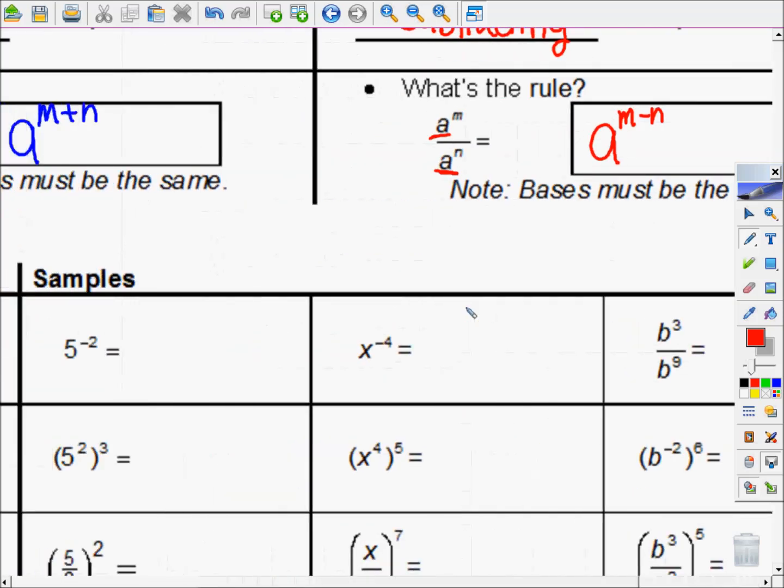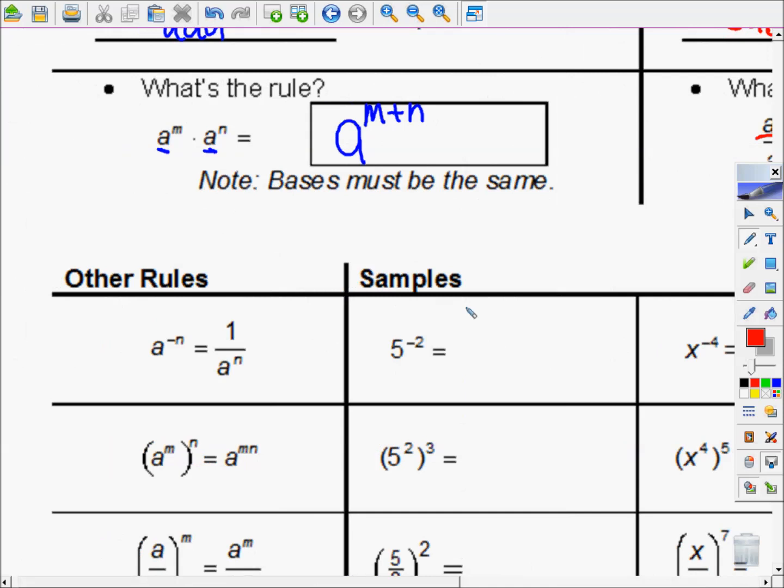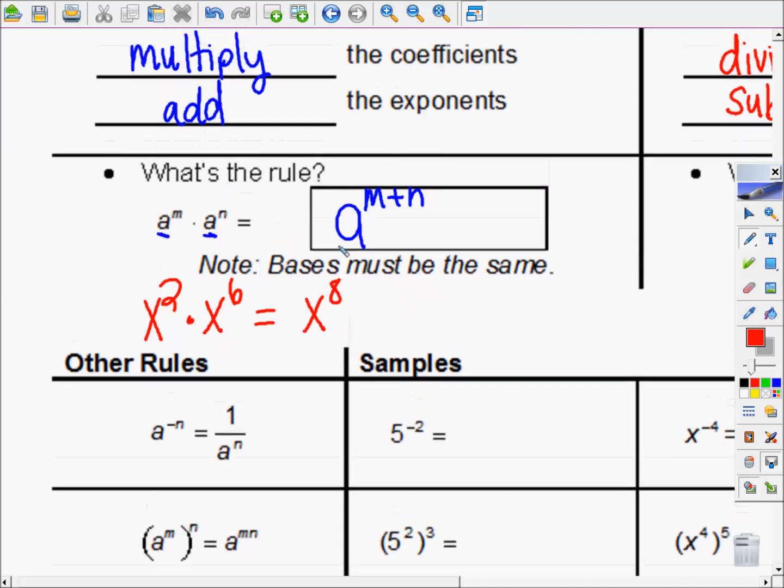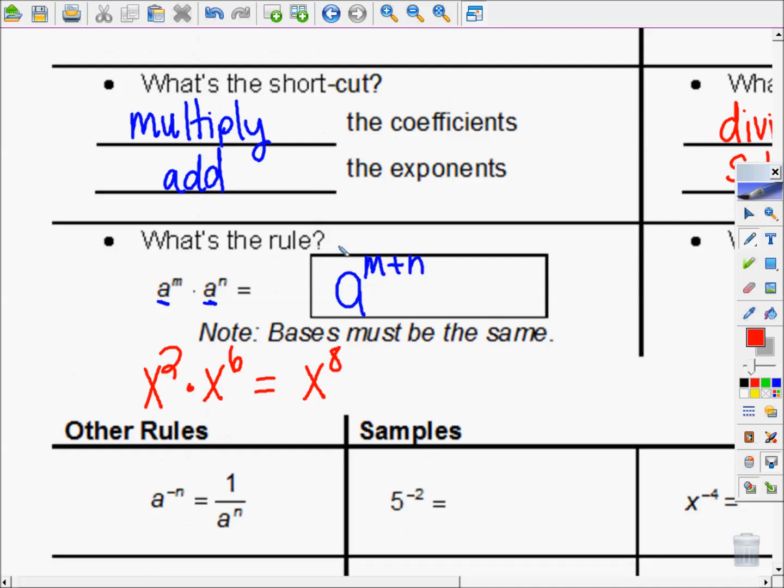Okay? I know there isn't an example for you on here, but I'm going to give you an example. For example, if I had x to the 2 times x to the 6, what would that be? X to the 8, because 2 plus 6 is 8. But why here do we add? Oh, I'm sorry, we're multiplying. When we multiply, we add.